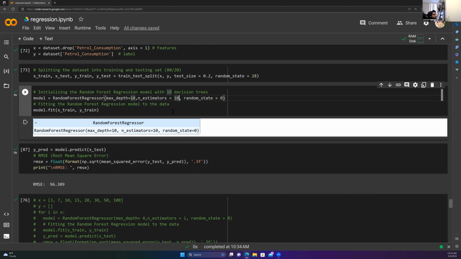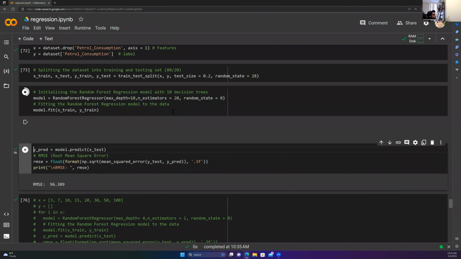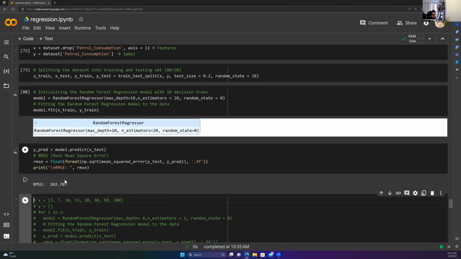Let's change the number of estimators now. So now we went for max depth 10. We don't see any significant changes. Let's go for number of estimators. I want to show you how we can experiment with this stuff. Let's go for 20 estimators, 20 random decision trees. I'll do that. And there you go. You would see that the error increases. So another important point, not all the time does increasing the number of decision trees help you improve performance. So you have to be careful about that.